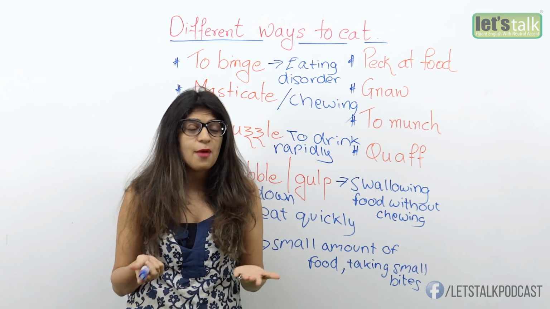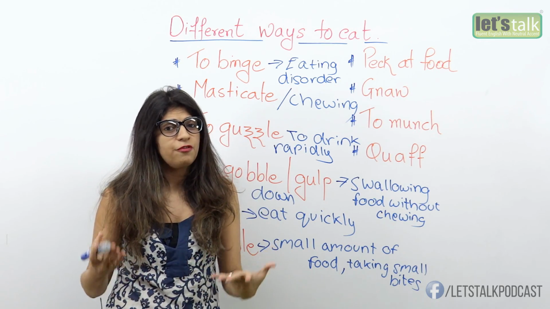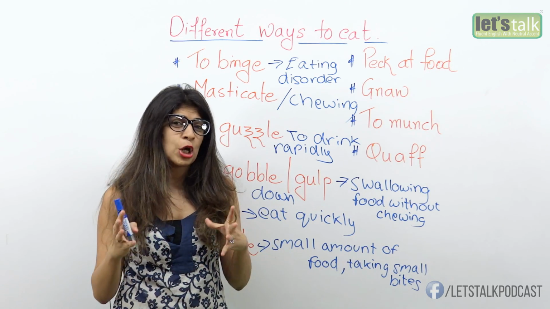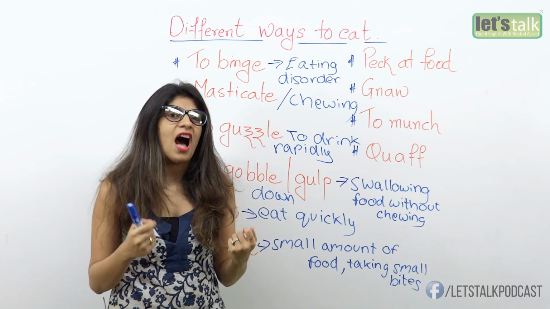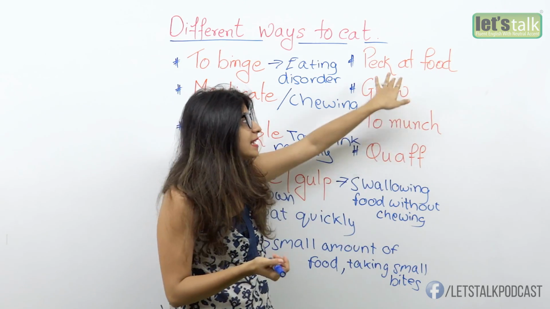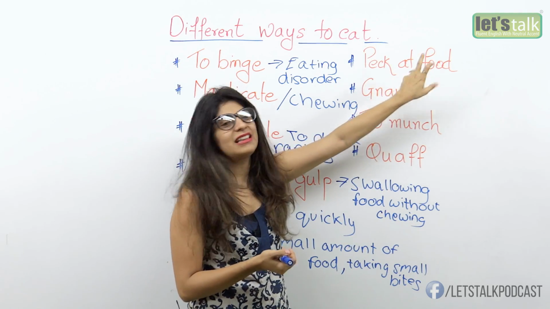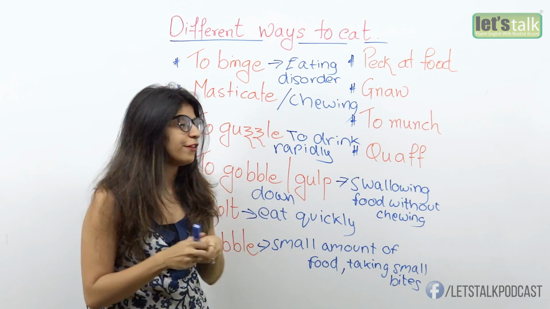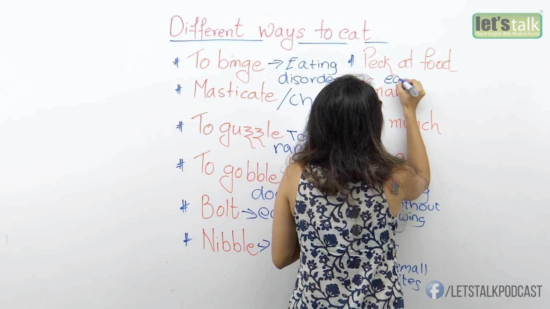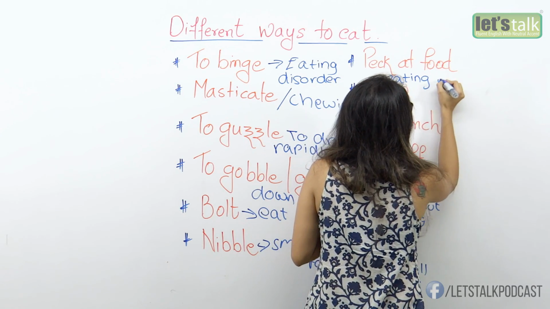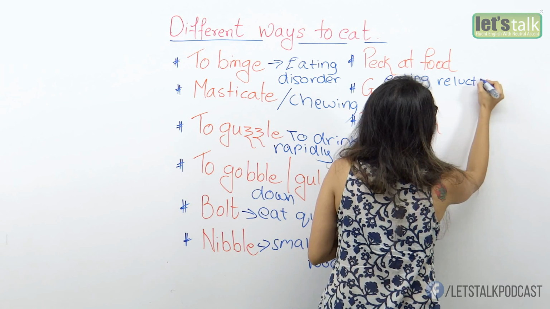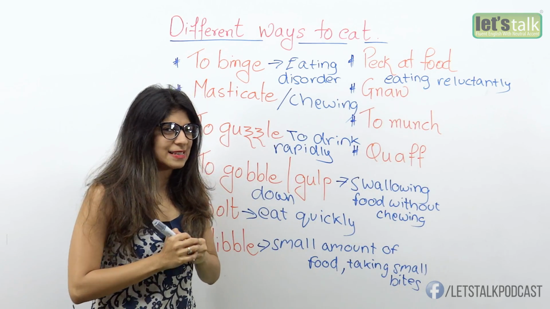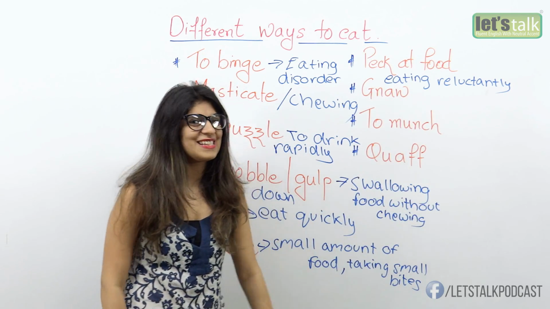So like the other day I went to my friend's house and she served me some fish, and trust me, it was not nice. I didn't like the flavor, it wasn't cooked properly, but I ate it reluctantly. So basically what I did is I picked at the fish. So I was eating reluctantly and taking small bites of it. Okay, so the next time you don't like something, use this, okay?